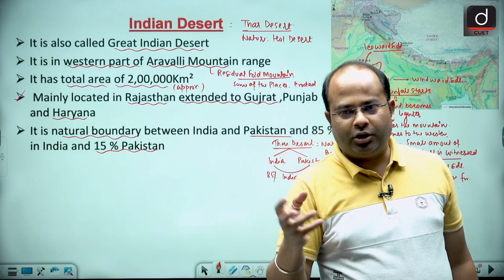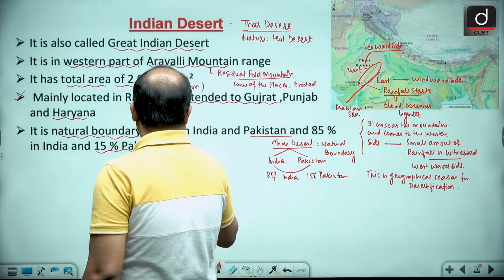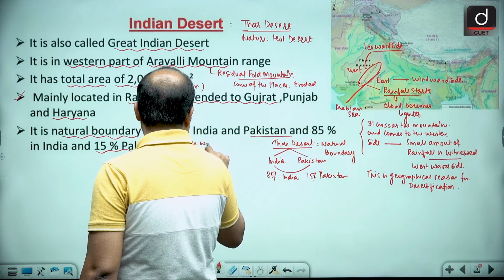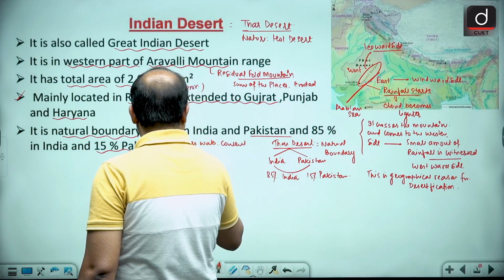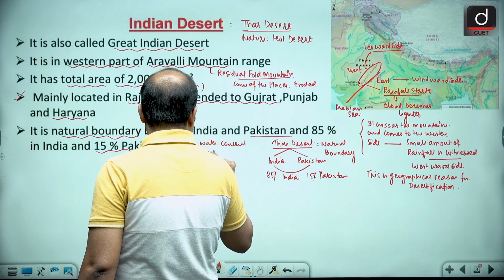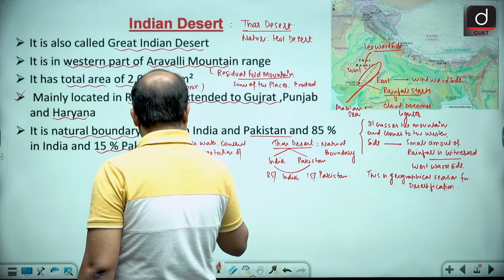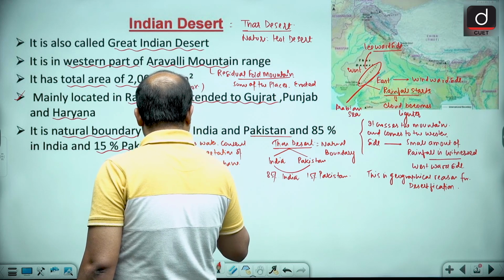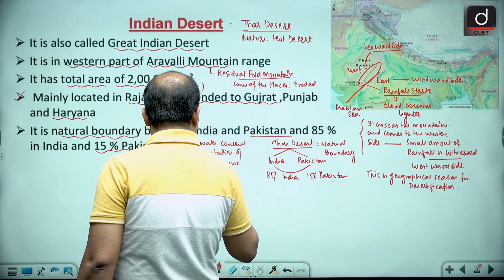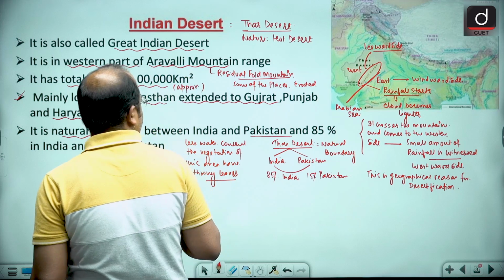The amount of evaporation is very less, so due to the less water content, the vegetation of this area has thorny leaves. Thorny leaves. Is that clear to all of you guys?